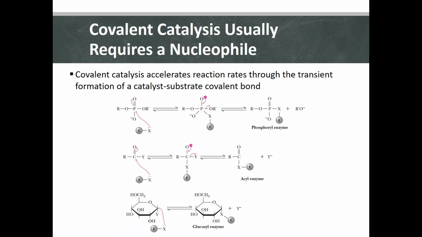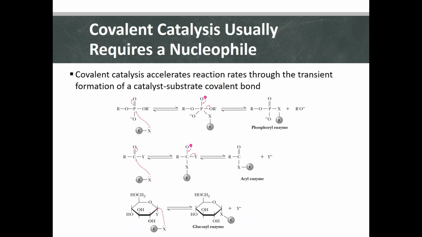Covalent catalysis is the next example that we're going to look at. And here, covalent catalysis is going to lead to an acceleration of your reaction rate through the transient formation of an enzyme-substrate covalent bond. So you are covalently linking your enzyme to your substrate or your intermediate.